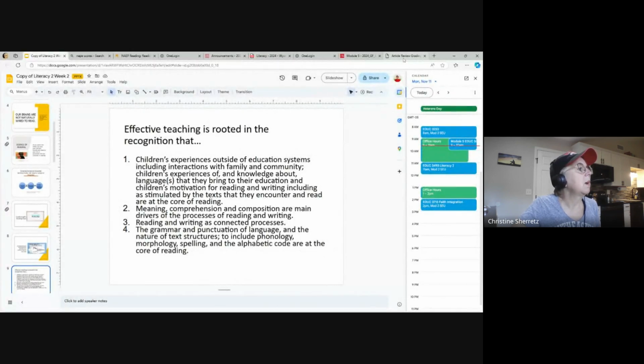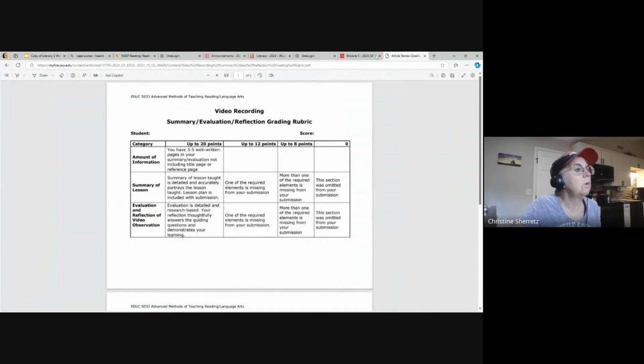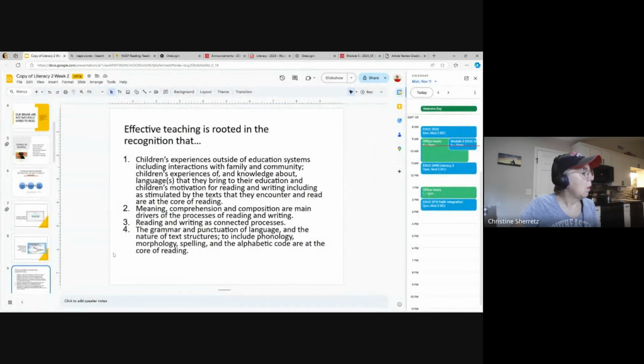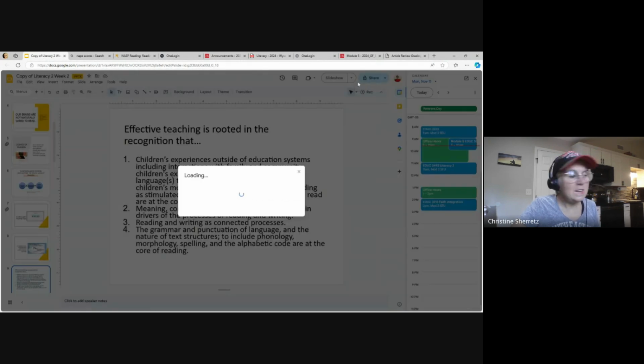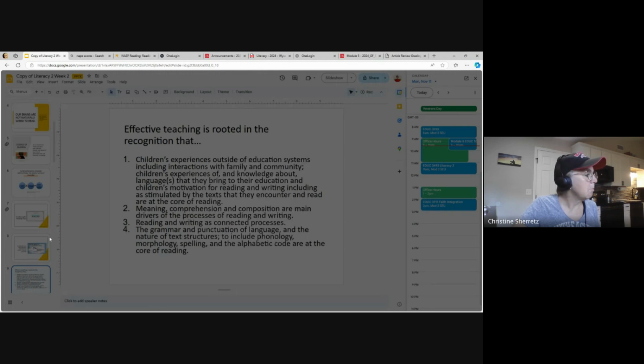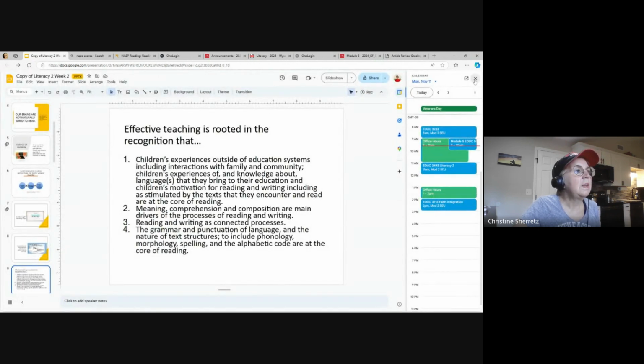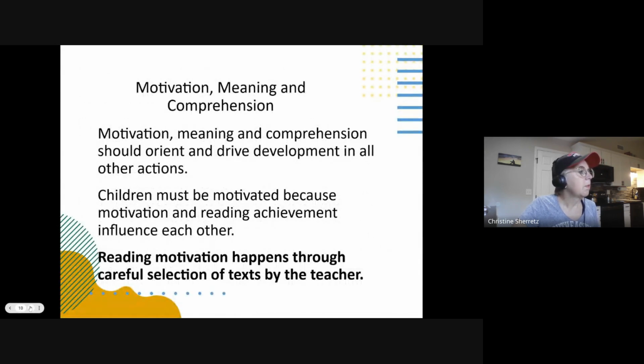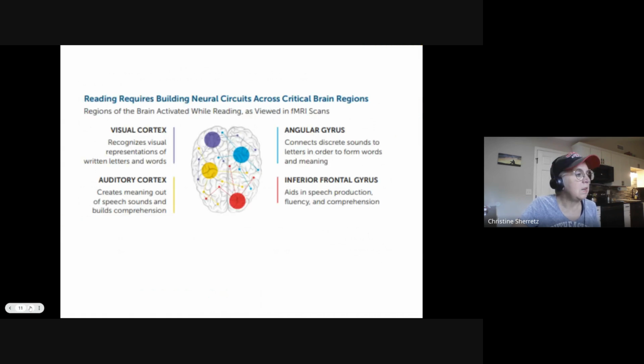So let me go back to this article. Nope, not that one. Well, that's what you will see in the helix model. Sorry about that. Okay. Again, there we go. So motivation, meaning, and comprehension. In the article you'll read, you're going to see that with the helix model, that's at the center of what we're talking about with reading.